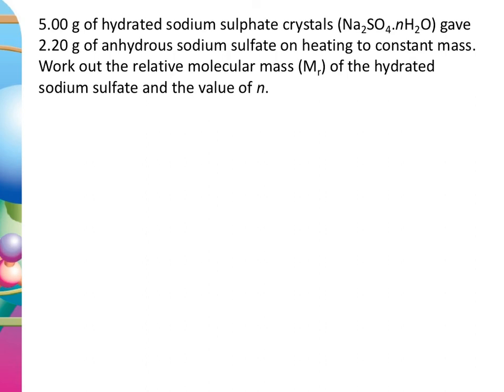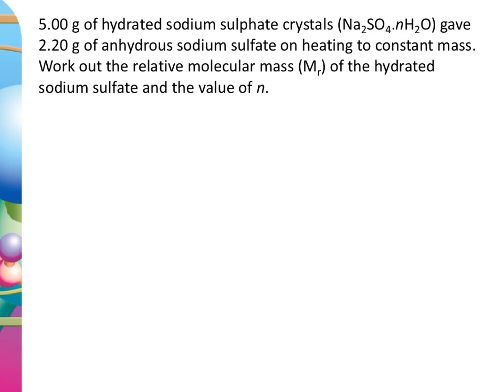Right, so this is a different type of question. This is one that might throw you when you first read it, but actually, if we take our time to think about it, it isn't as difficult as it might look. So we're told we've got 5 grams of hydrated sodium sulphate crystals, and then they give us a formula, but they have this letter N. So this dot, NH2O, it's a water of crystallization, so it means that we have N water molecules for every unit of sodium sulphate that there is.